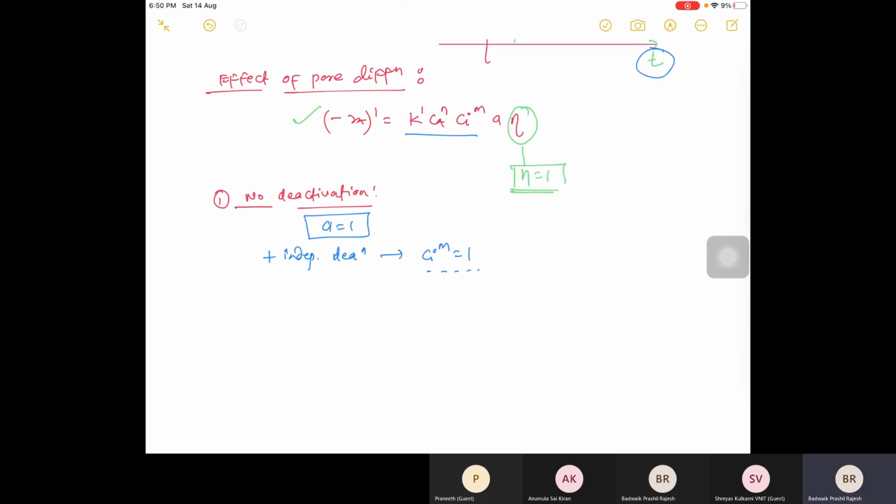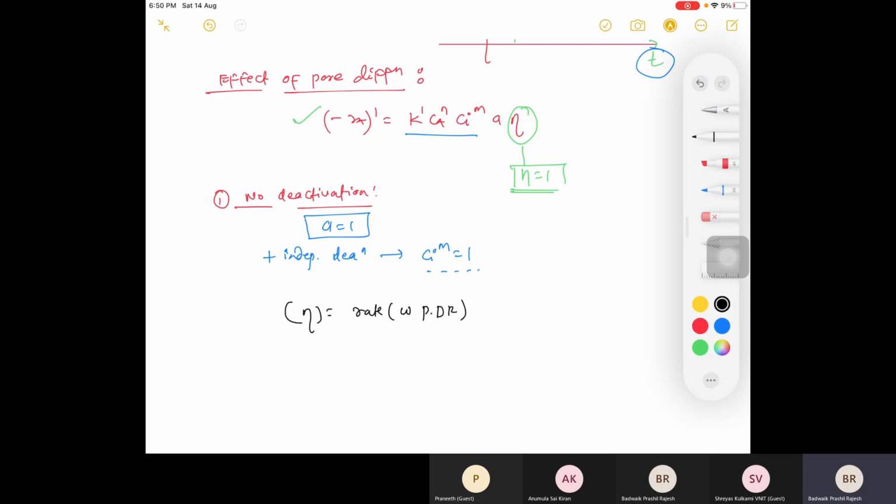Now the term which is there is eta. You know what eta is? That is your rate with pore diffusion resistance and rate without pore diffusion resistance in the denominator. So this is always less than 1.